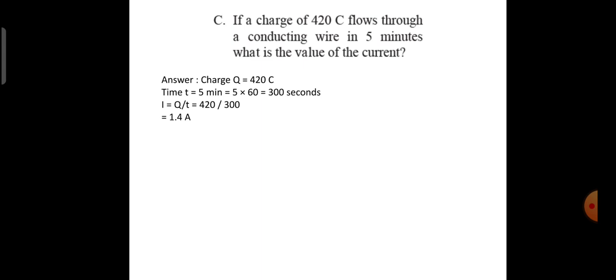I is equal to Q divided by T. So 420 divided by 300. And the answer we get is 1.4 ampere. So this is how we come to the end of the exercise for the chapter current electricity.